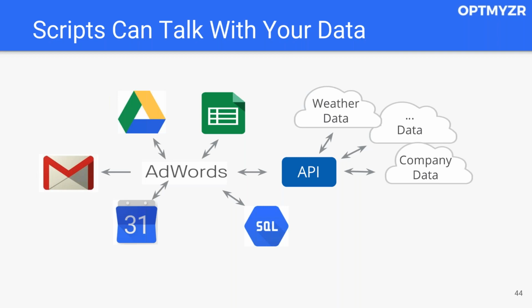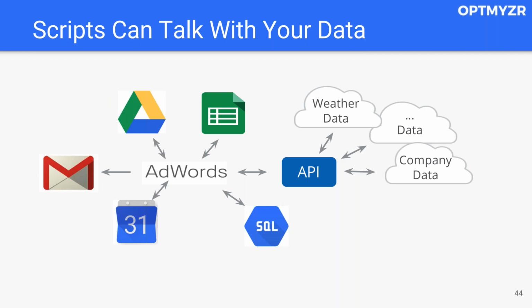They can look at reports. They can look at keywords. They can change bids. They can change budgets. So it's a combination of looking at data, processing data, and making changes. And in AdWords, they can also interact with other Google systems like Google Drive, Google Sheets, Google Calendar, Gmail.